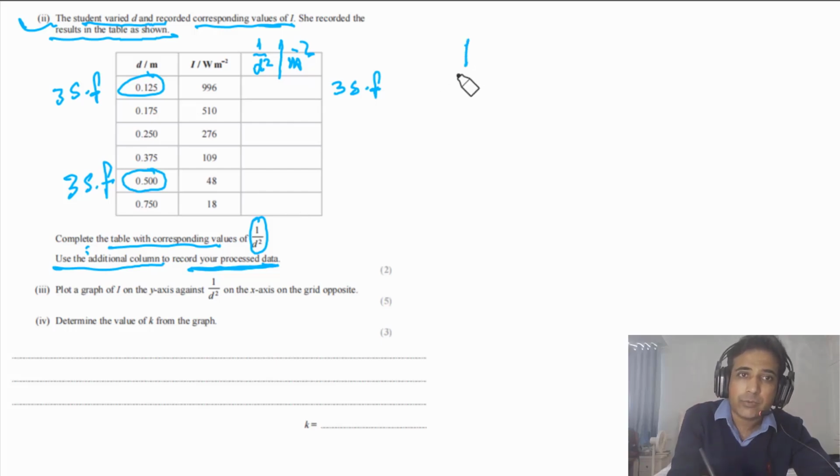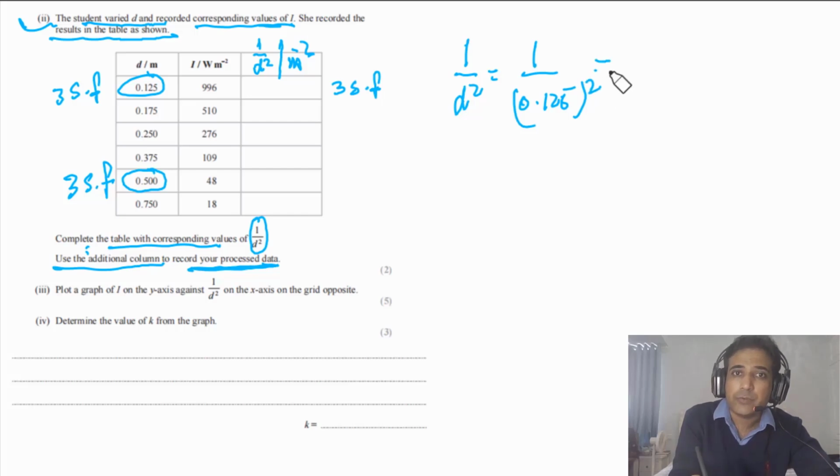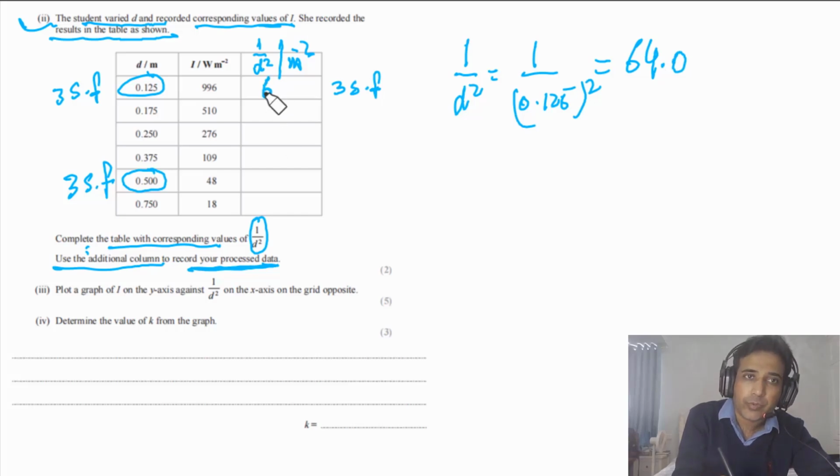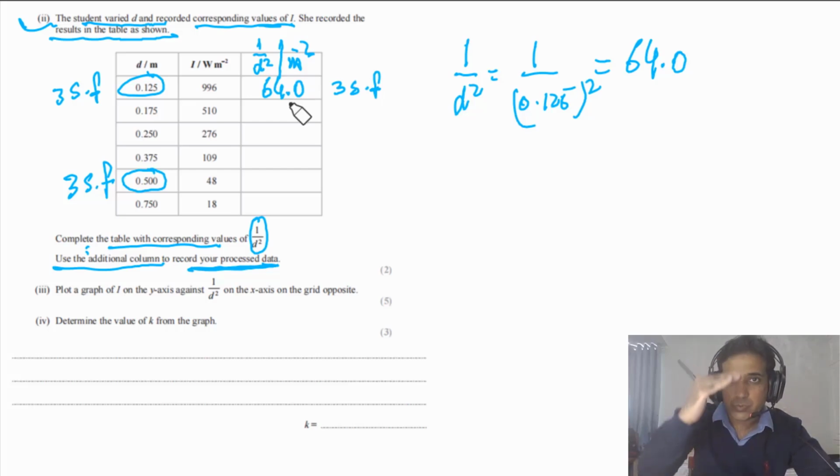So how can we calculate 1 over d square? Simply you can say 1 over d square, and the value of d is 0.125 square. If you solve this one, we will get 64.0 to 3 SF. So simply you can write here 64.0, and you can do these steps for the rest of the values.